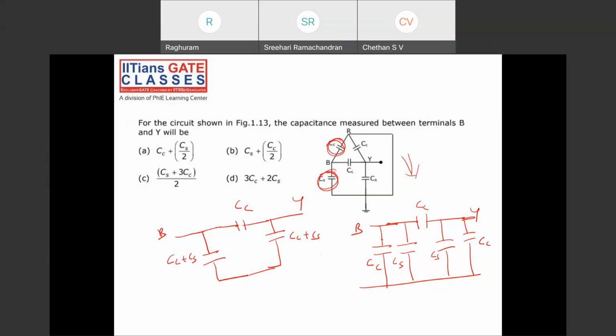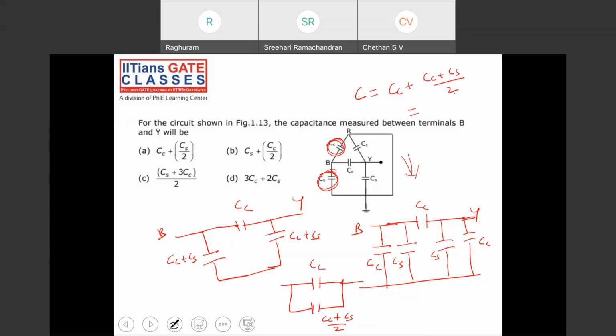Okay, capacitors in series are like resistors in parallel. Equal capacitors in series. It is CC plus CS by 2. CC plus CS by 2 in series, in parallel with CC. So what is the equivalent capacitance? It is 3CC plus CS by 2. Okay, clear?